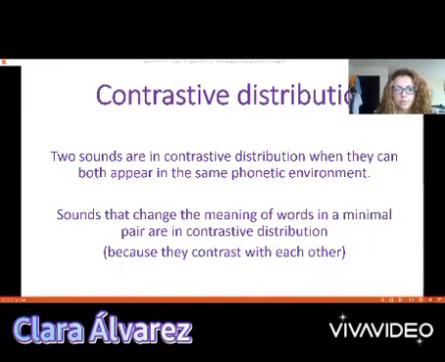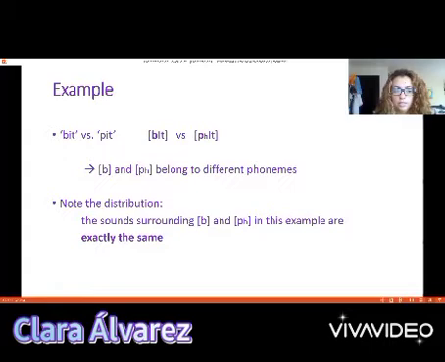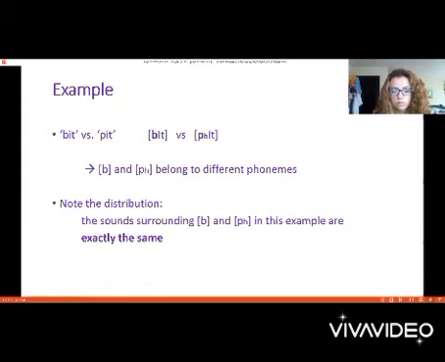Contrastive distribution. Two sounds are in contrastive distribution when they can both appear in the same phonetic environment. Sounds that change the meaning of words in a minimal pair are in contrastive distribution because they contrast with each other. Example, beat versus Pete. B and P belong to different phonemes. Note the distribution. The sounds surrounding B and P in this example are exactly the same.